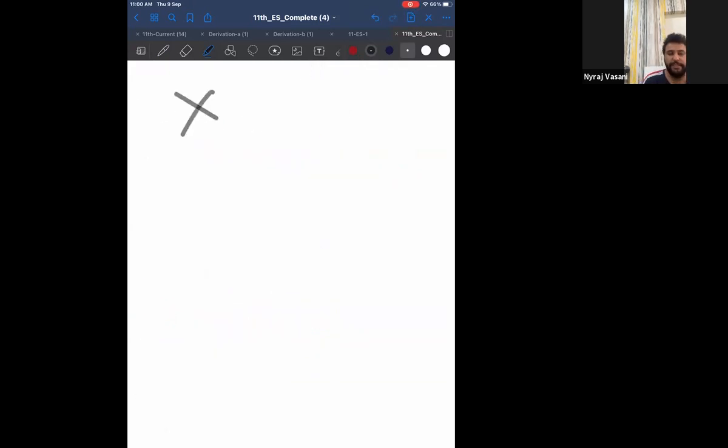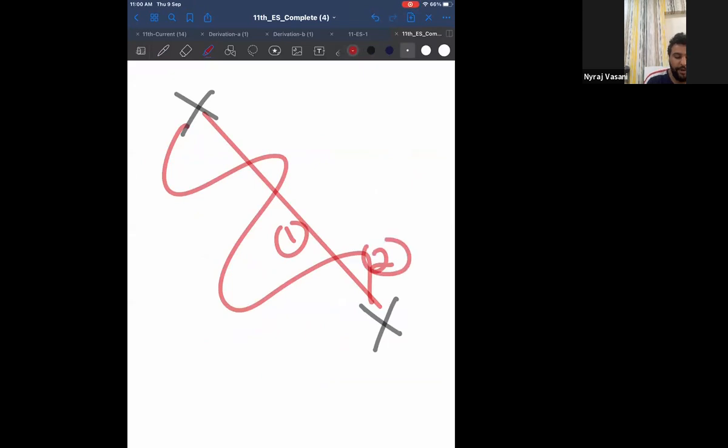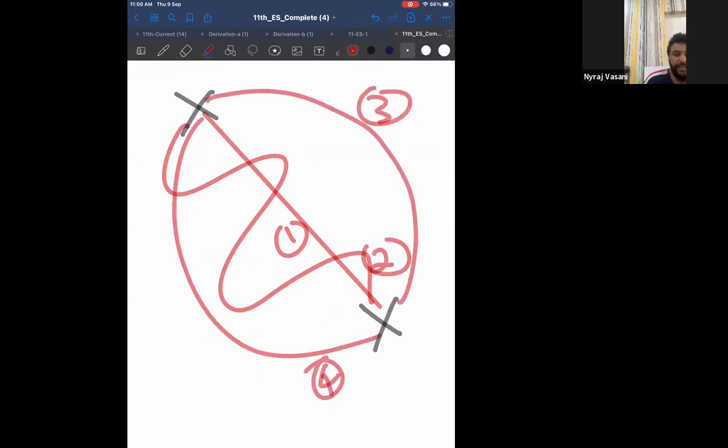For example, if one charge is here, other charge is here, how will the force act? Force will act like this, this is scenario 1. Or force will act like this, scenario 2. Or like this, 3. Or like this. For which scenario will it act?